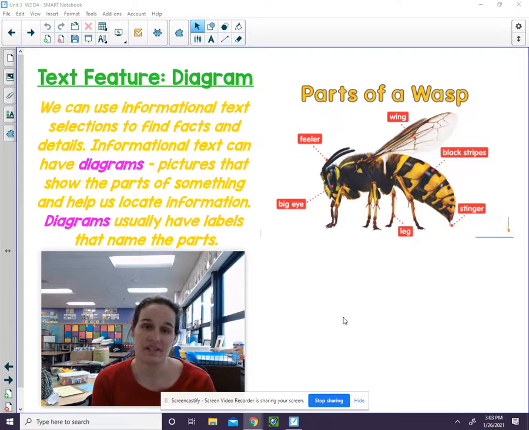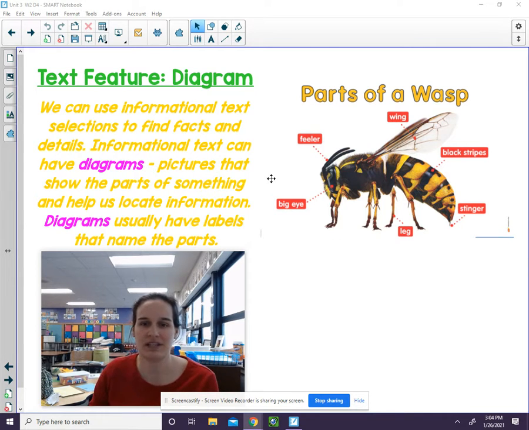We are going to discuss the text feature diagrams. We can use informational text selections to find facts and details. And informational text can have diagrams. Diagrams are pictures that show the parts of something and help us locate information. Diagrams usually have labels that name the parts.